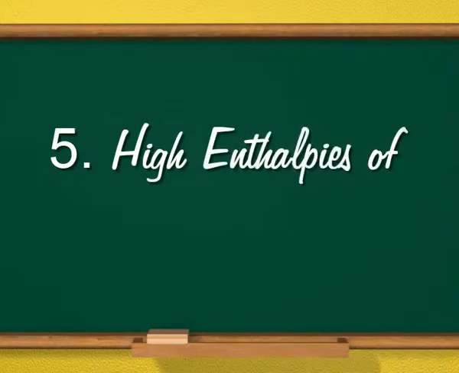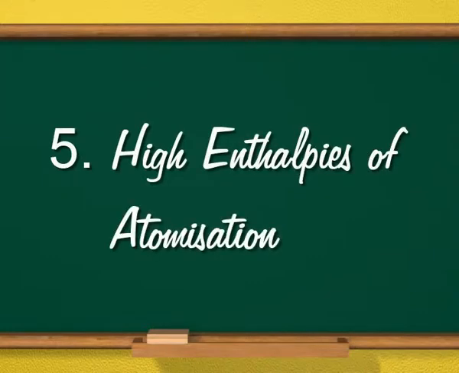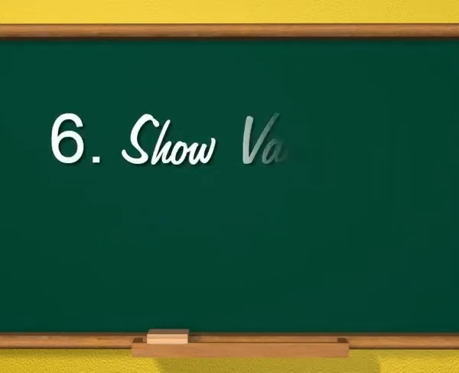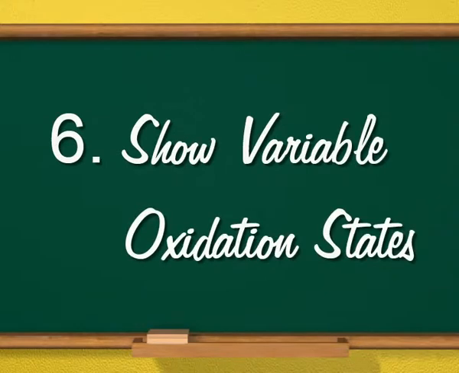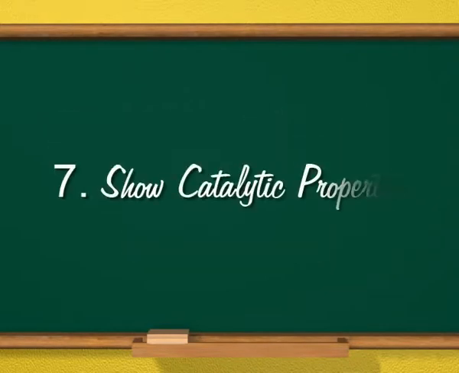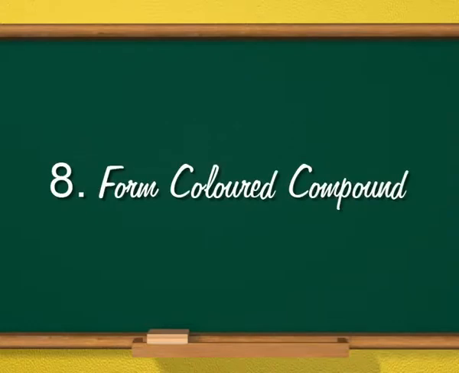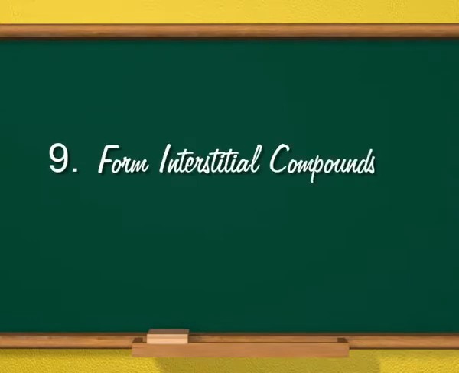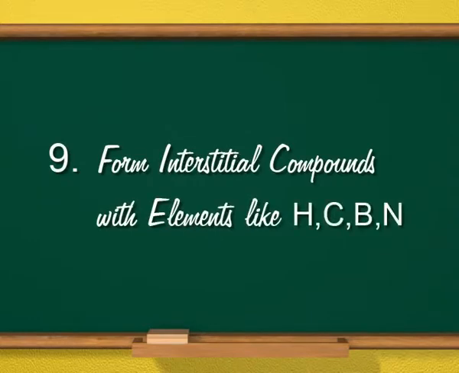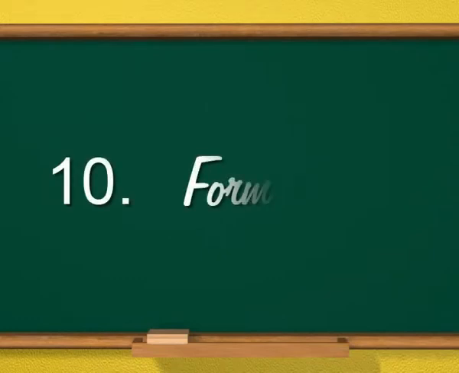High enthalpies of atomization. Show variable oxidation states. Show catalytic properties. Form colored compounds. Form interstitial compounds with elements like hydrogen, carbon, boron or nitrogen. Form alloys.